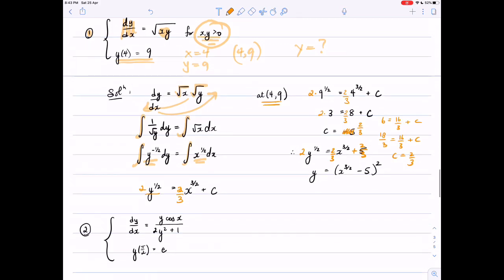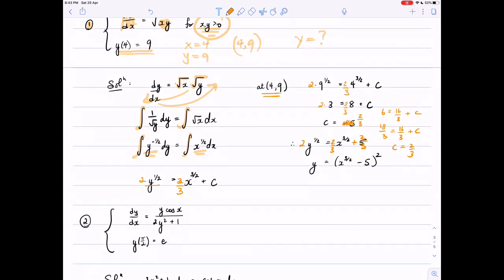So now we want to solve for y. We're going to divide both sides by 2. This is all messy, let's get rid of that. So y to the 1/2, divide both sides by 2, is 1/3 x to the 3/2 plus 1/3. And now I can square both sides. y is 1/3 x to the 3/2 plus 1/3, all squared. And so there it is. We have solved for our unknown function.